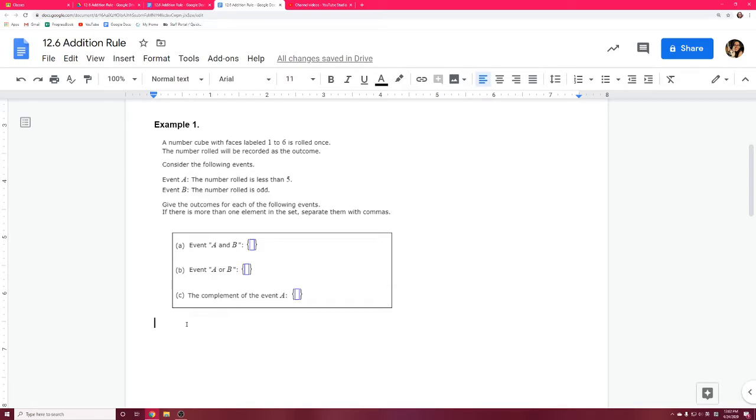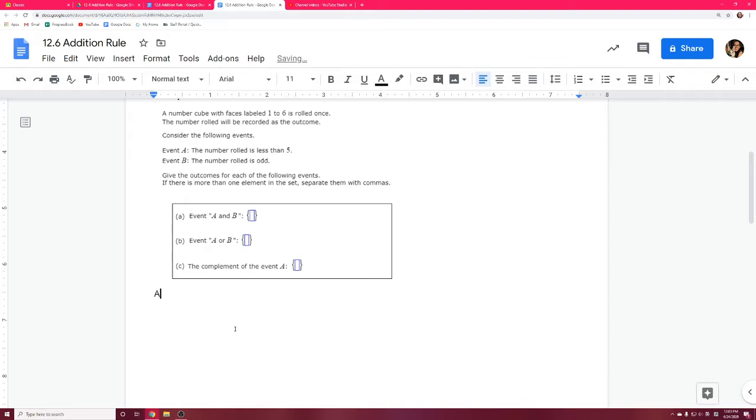Consider the following events. Event A is the number rolled is less than 5. So let's think about event A. The number rolled less than 5 can be what? It can be 1, 2, 3, 4, right? So over here, I'm just listing all the outcomes it can be. Let's look at event B. Event B, let's say the number is odd. If the number is odd, it can be 1, 3, 5, okay?